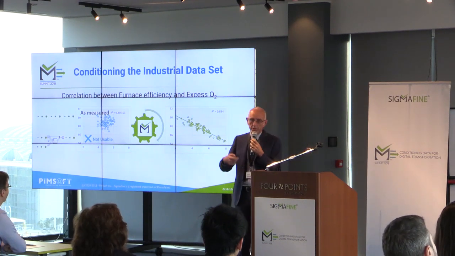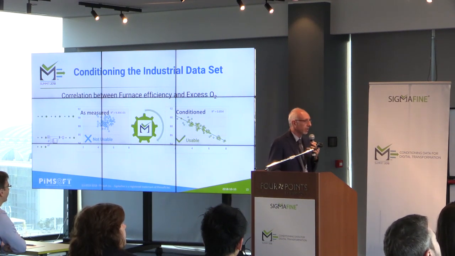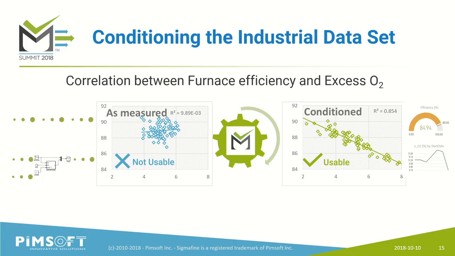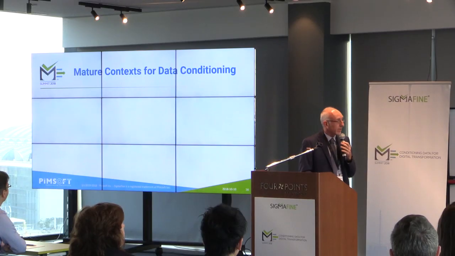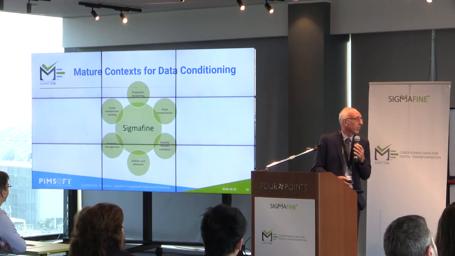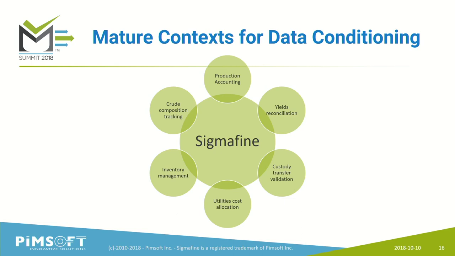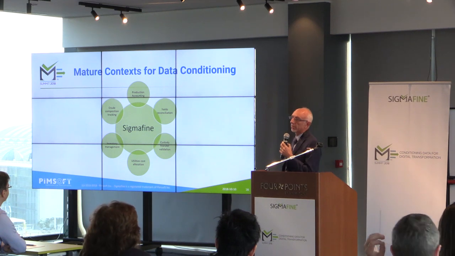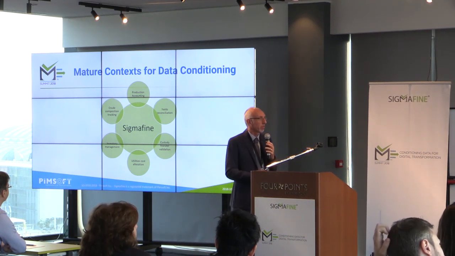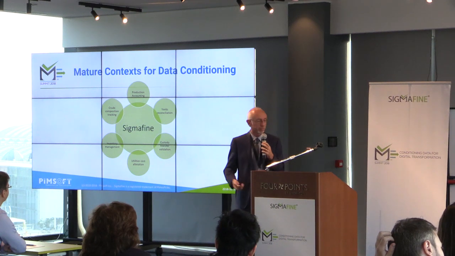So now this company is calculating the same indicator, but on the conditioned data set. This is indeed what we are doing with Sigmafine, what we mean by conditioning data. So is this something new? Well, no, because most of you are using Sigmafine, so we can say that production accounting, composition tracking, yield reconciliation, all those are ways of conditioning data already in place since many, many years, okay?